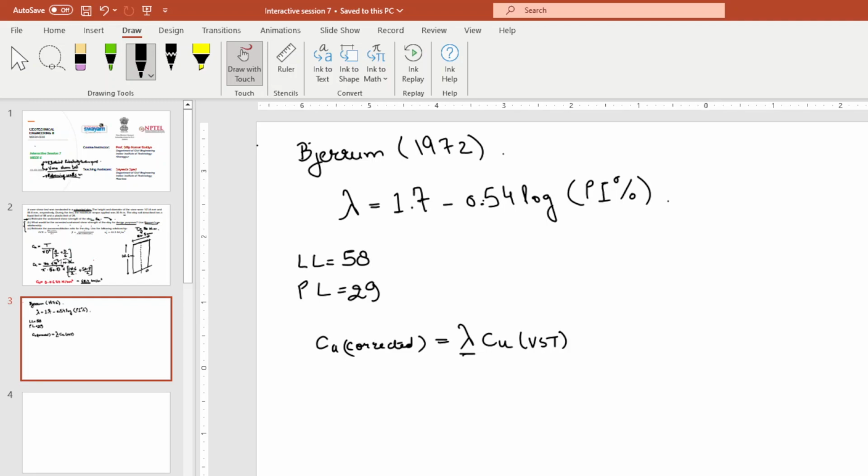This is the date of the paper, the date of the research. Jerome in 1972 has given this. It is highly unlikely that you will get this in the question paper, but it is always good to know, because here we're not talking only about what you will get in the exams, it is about learning the concepts. So, how much is the lambda?